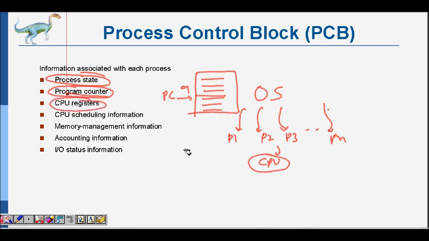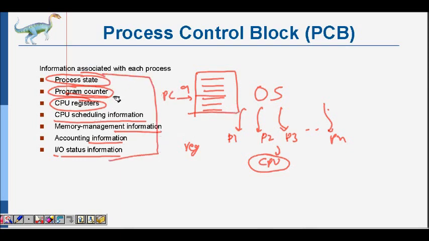CPU registers: when processes are being executed, they store their calculations in the registers. They need to know what the register values were when it was being executed. CPU scheduling information, for example, what is the priority of the process and so on. Memory management information, what is the maximum amount of memory given to this process. Then accounting information, and input output status, that is, if it is making input output, whether it is complete or something like that.